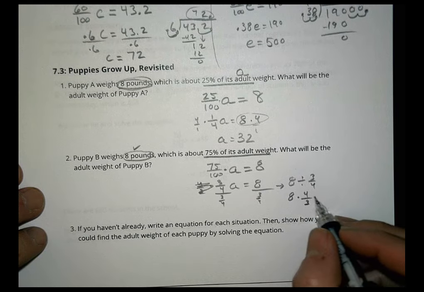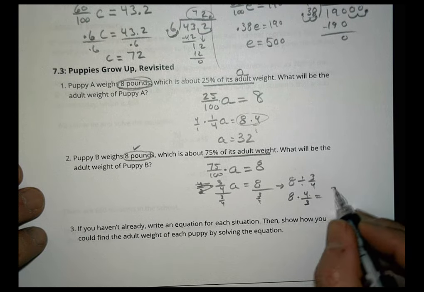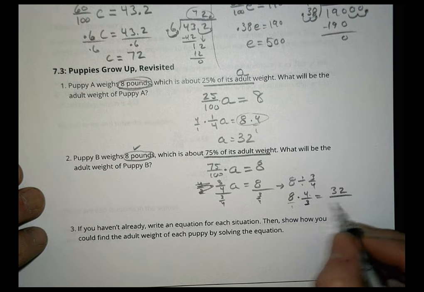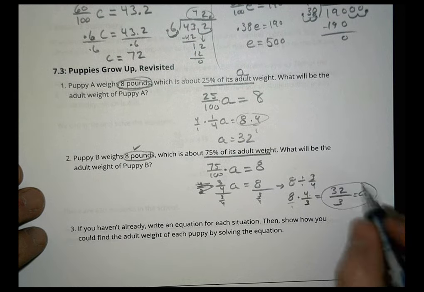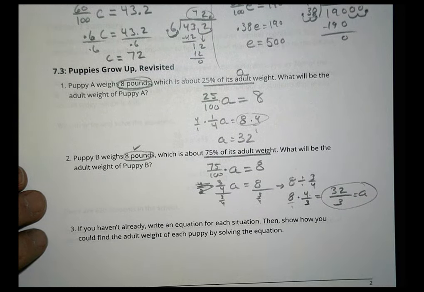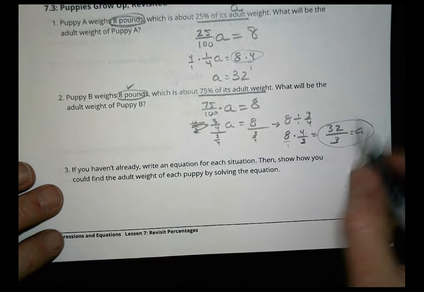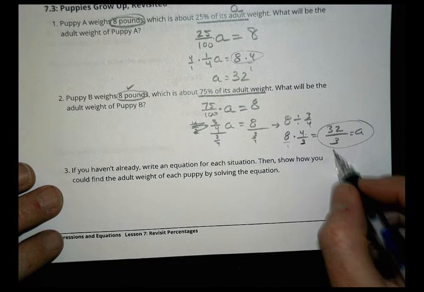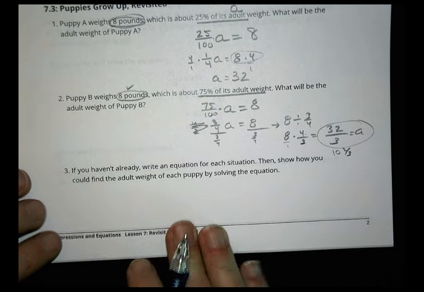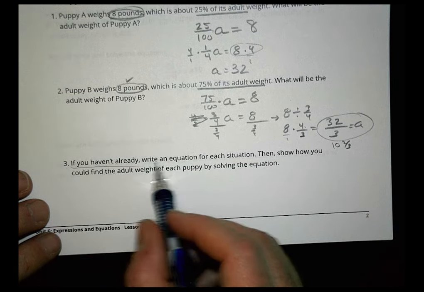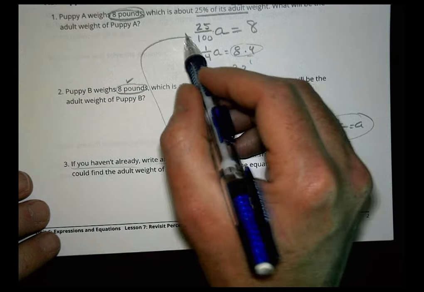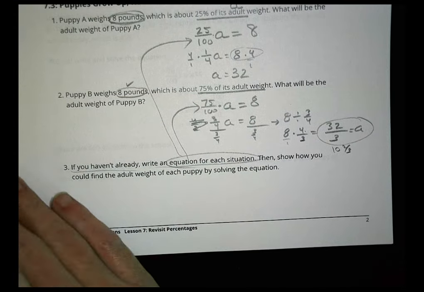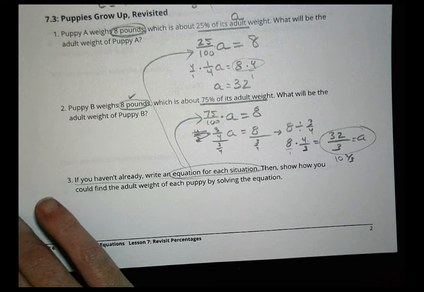Can't reduce there. So 8 times 4 is 32, and 3 times 1 is 3. And so A is equal to 32 over 3. It's not a pretty answer, but it is the correct answer for what that's going to be. You can turn it into a mixed number and find out what that's going to be, you know, if you want to. It's going to be 10 and 2/3, but not a big deal. If you haven't already, write an equation for each situation. Well, we wrote an equation. We did that one there, and there's our equation there. Okay? And that's how we found out what the puppies weighed, just like that.